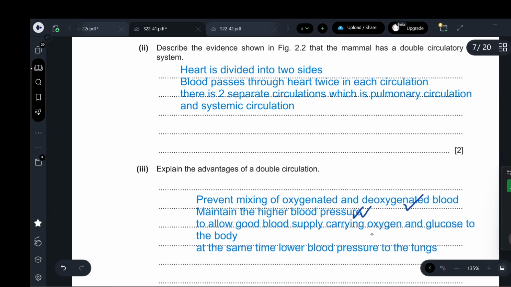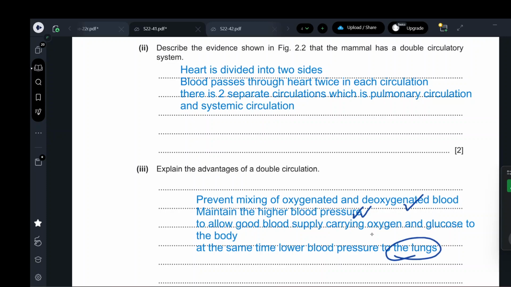It allows the blood to go from the right side to the lungs to bring oxygen, then return back and give it another push to go to the body with high pressure. At the same time, there is low pressure to the lungs, so we do not damage the blood vessels of the lungs.